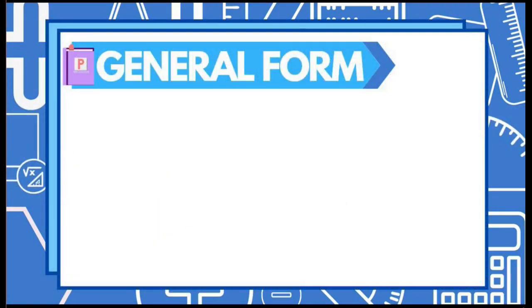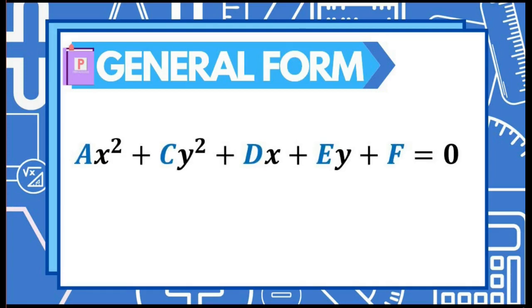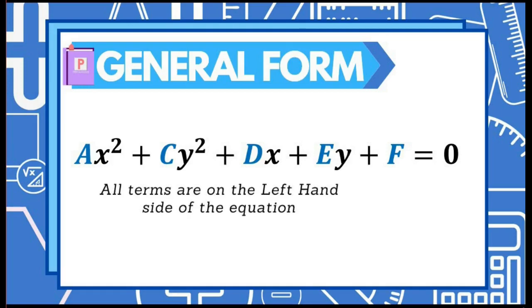And the first term that you need to remember is the term general form. So when we say general form, it is represented by this equation, ax squared plus cy squared plus dx plus ey plus f equals 0. And we know that a, c, d, e, and f will have its corresponding numerical value later on. So how will we know that the given equation is in its general form? Basically, all terms should be on the left-hand side of the equation and it is always equated to 0.